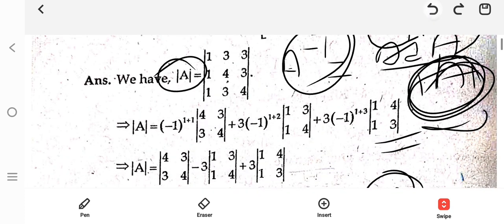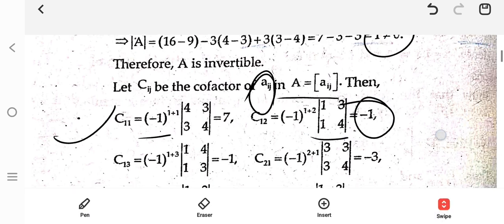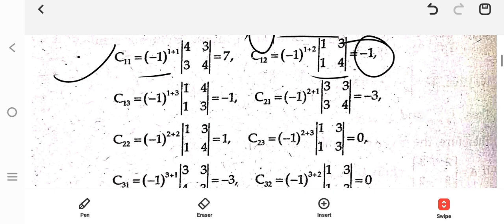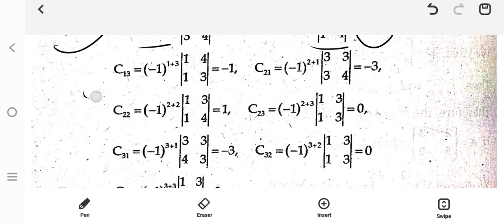So our second element here is the 3. Just deleting the first row and the third column, we have the elements 1 3 and 1 4. With these elements we have this minor determinant, whose value is -1. And in this same procedure we can find all the cofactors.